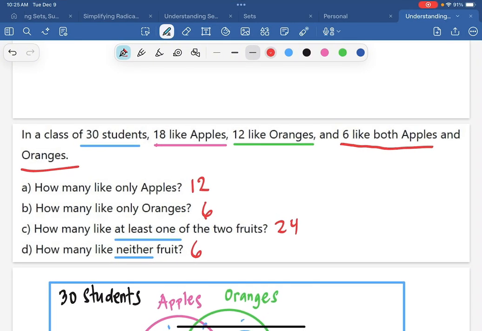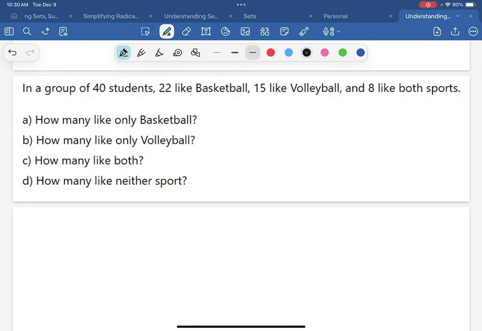For the next problem, try to pause the video and try to solve the next problem or problems on your own before proceeding. In the next problem, we got in a group of 40 students, 22 like basketball, 15 like volleyball, and 8 like both sports. And here are the following questions. But before we go over to the questions, let us try to illustrate using a Venn diagram.